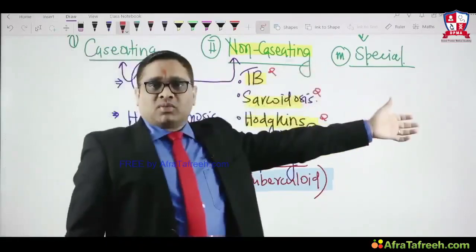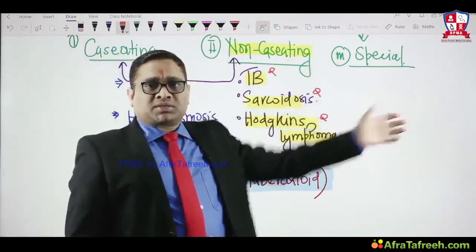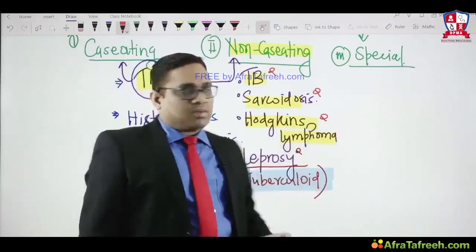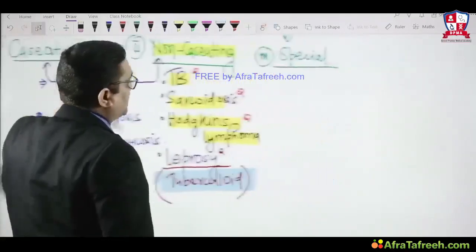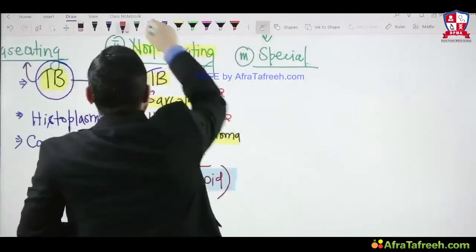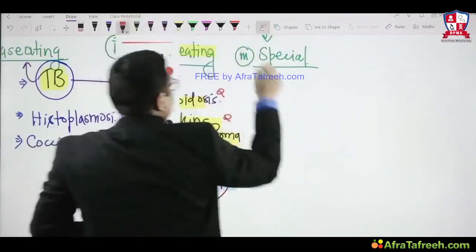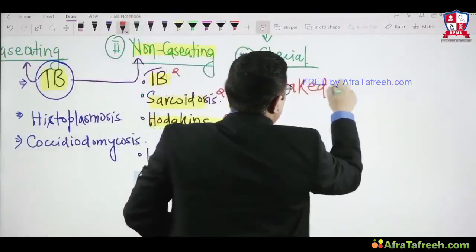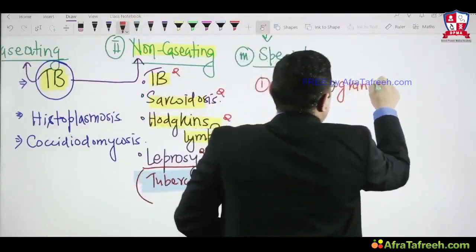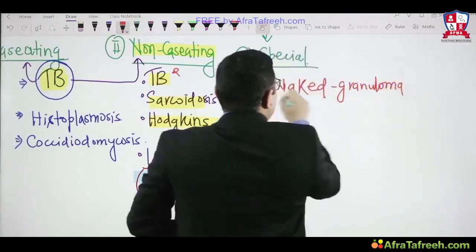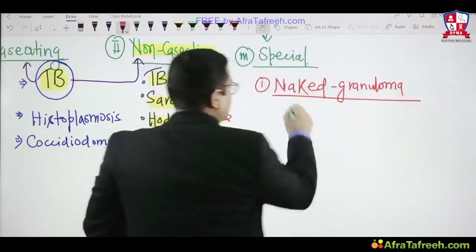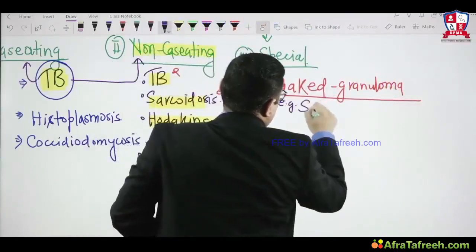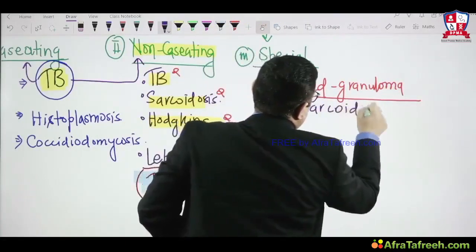A special type of granuloma, the third one which I am going to discuss, is very important, and the question had been asked in the previous year All India and this year All India exam, right? So now we are going to discuss special types of granuloma. Number one which I want to tell you is the naked granuloma. This question was asked in the All India exam 2016: naked granulomas are seen in which condition? Naked granulomas are seen in sarcoidosis.